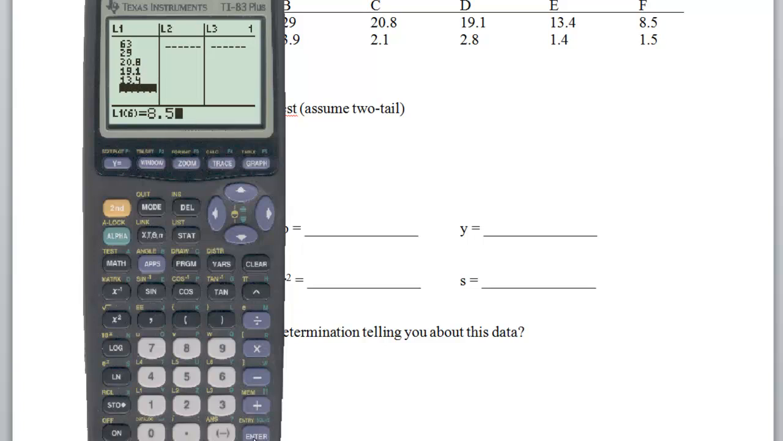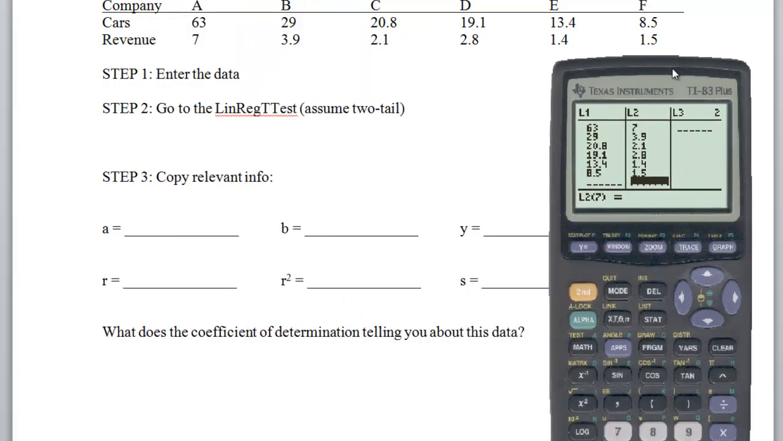And then go to my list 2 and put my Y values in. Now we're not going to be graphing this information, we're just going to be using the calculator to find the standard error of the estimate. And let me go through the directions.